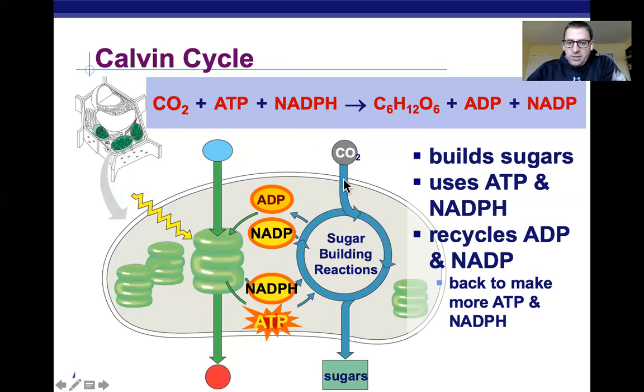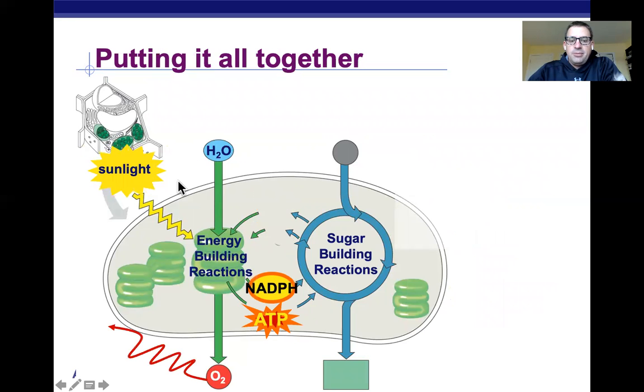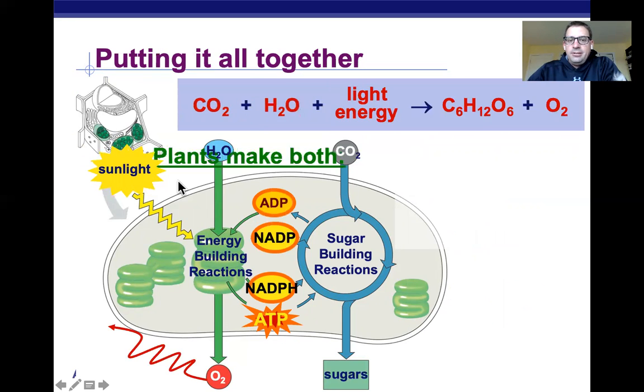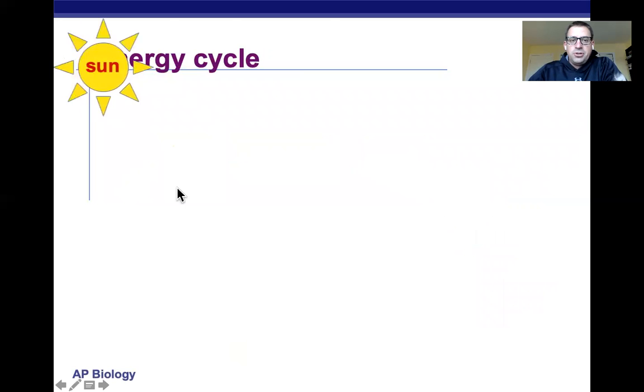And remember, the addition of carbon out of the atmosphere into our organic compounds in the stroma is referred to as carbon fixation. And remember, the Calvin cycle is in the stroma, light reactions within the thylakoid. Okay, so this kind of puts it all together here. So plants are making energy in the form of ATP and NADPH and then using those to make their sugars.